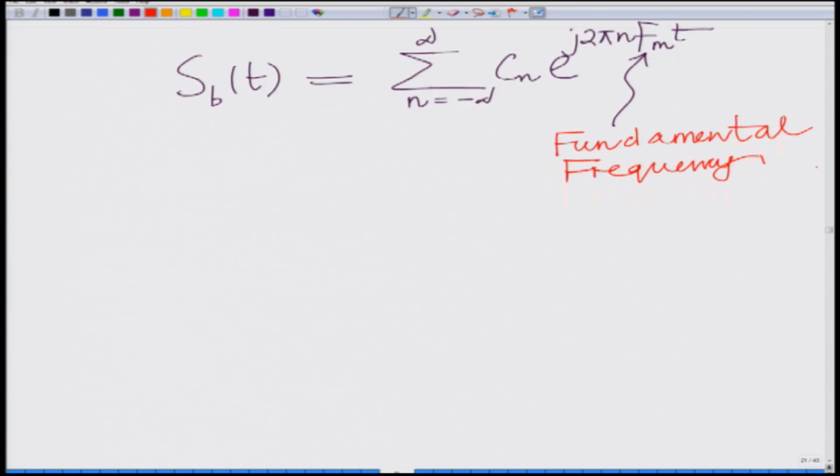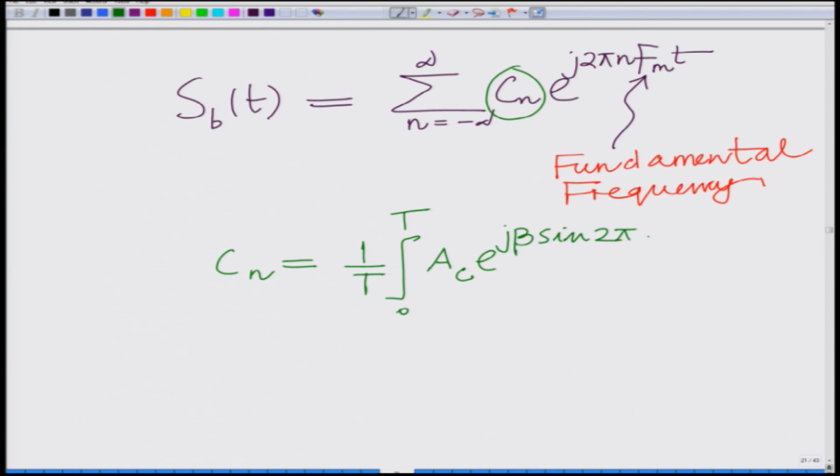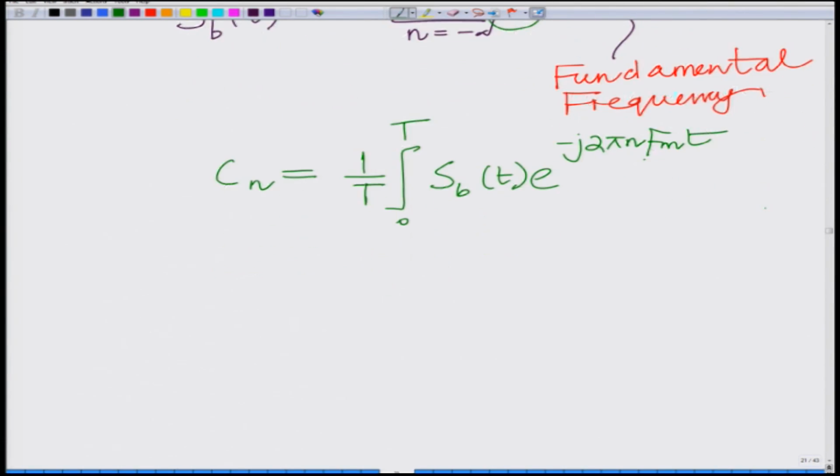So, now what I have to do is find these coefficients Cn. We also know each Cn is basically 1 over T, where T is the period, times the integral from 0 to capital T of the baseband signal s_b(t) e to the power of minus j 2 pi n fm t, the nth frequency coefficient, that is Cn, the nth coefficient of the discrete Fourier series.